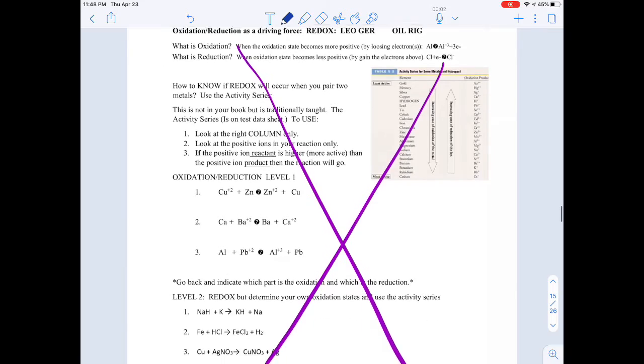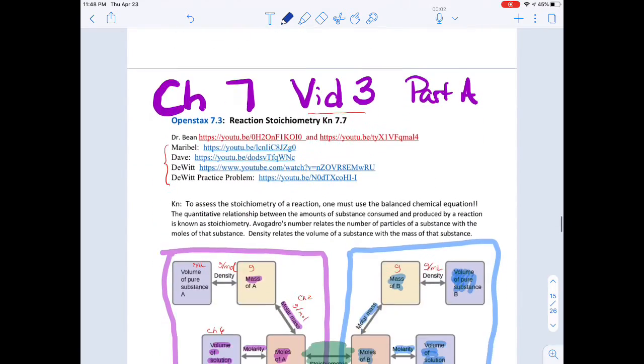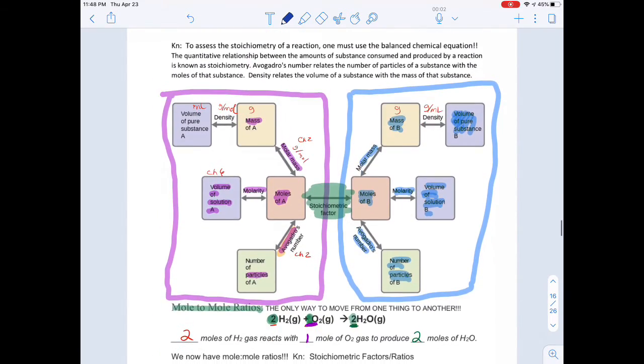We skipped this section this semester. And this is the last bit, where we were talking about how you can use those coefficients you've been balancing with to get between different parts of the reaction. You can go from a mole of one thing, and this is what's different from every other point in the semester. You can get from one part of a reaction to the other part when they both are in moles. We already talked about how you can use Avogadro's number to get to particles, or molar mass off the chart to get to mass, or molarity to get to the volume.